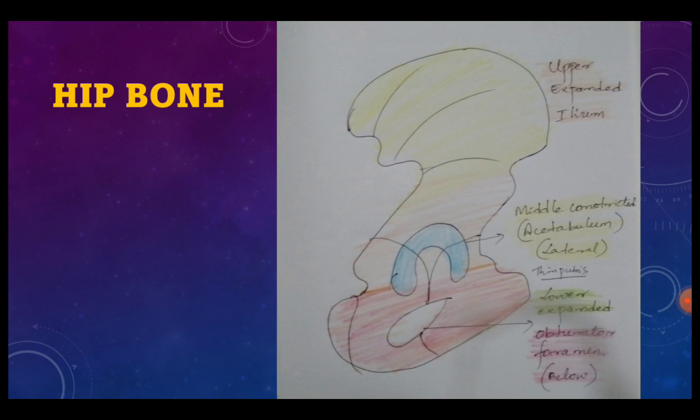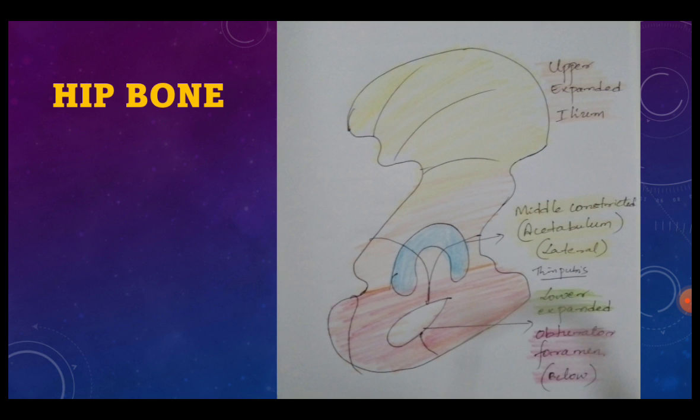Dealing with the anatomical position and side determination, acetabulum should be lateral. The blue colored one you see, that is the acetabulum, that should be lateral, and obturator foramen should be below the acetabulum. So we should hold the bone in such a way that acetabulum is lateral and obturator foramen is below the acetabulum, and ilium should be upward. These are the three relations for side determination.